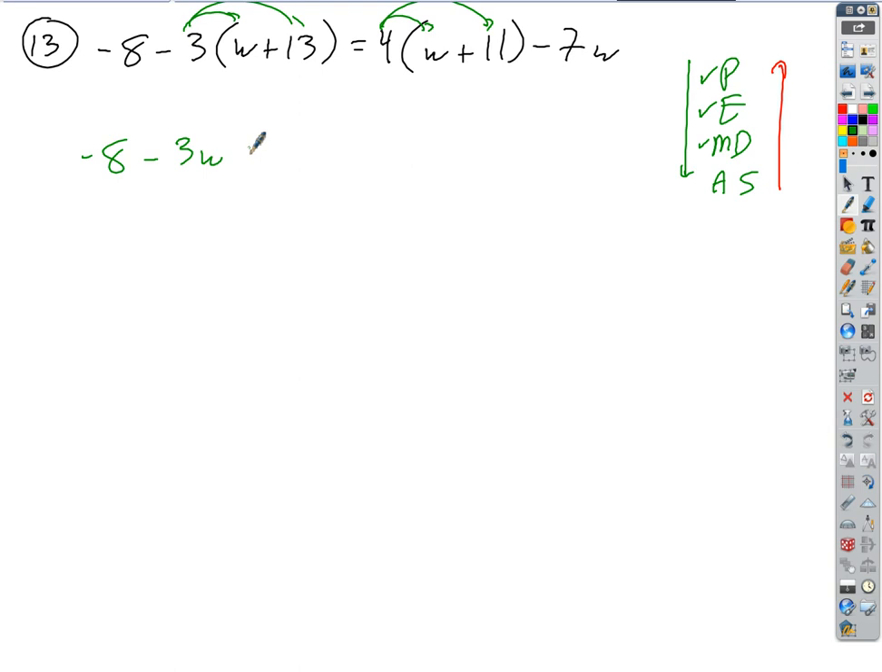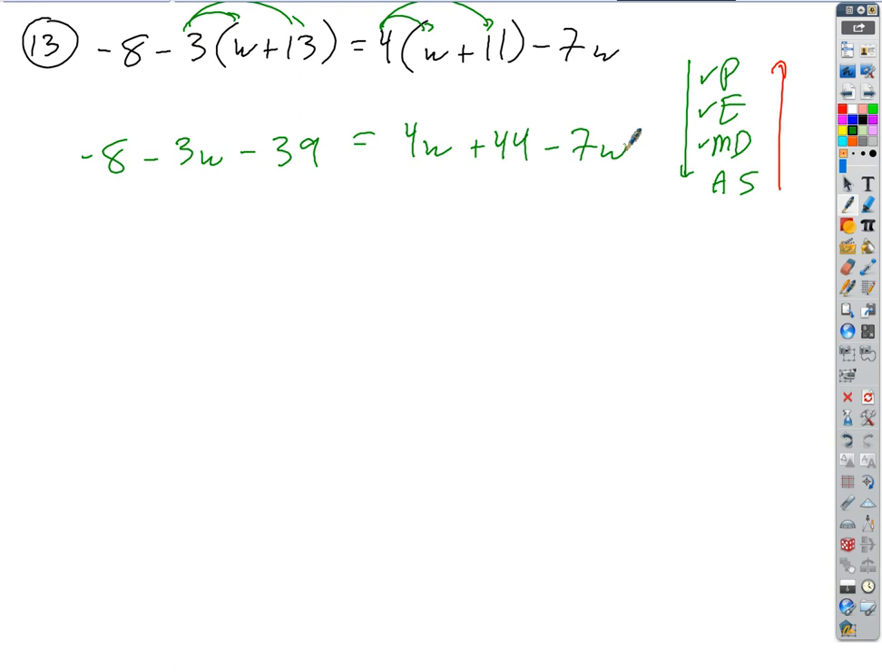Minus 3W, minus, I heard it, 39, right? On the other side, we're going to get 4W plus 44 minus 7W. Okay, now what?